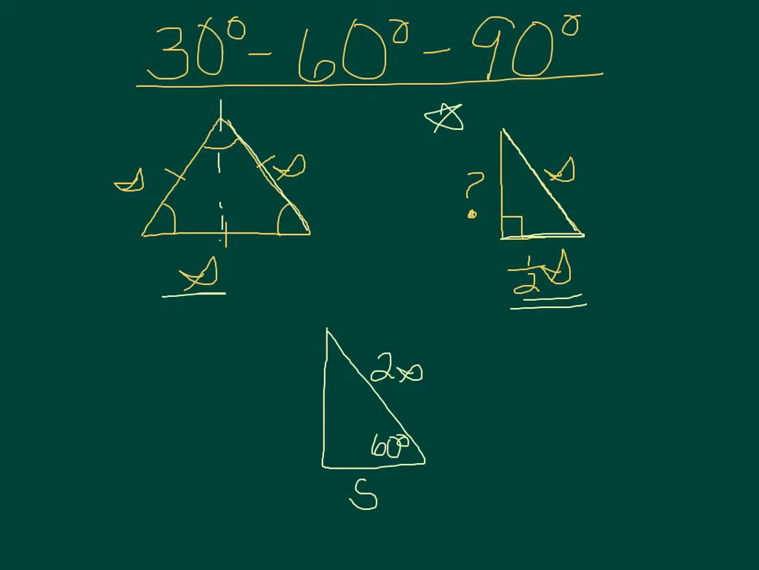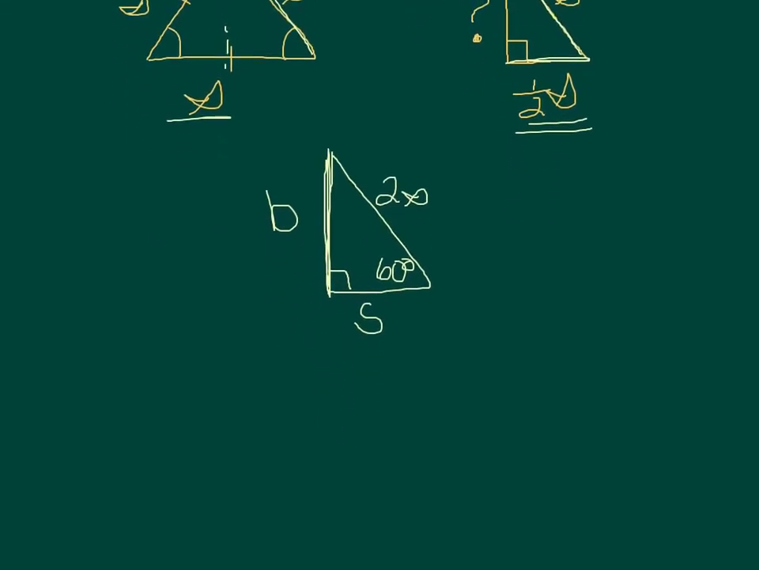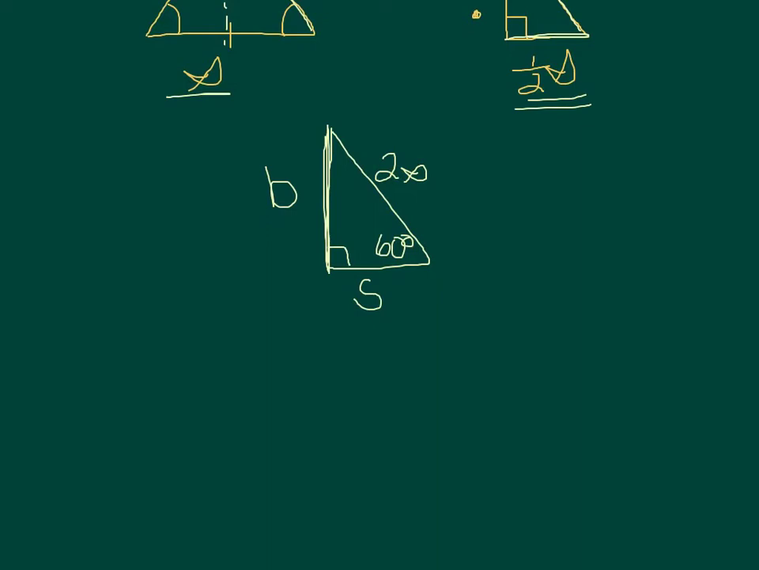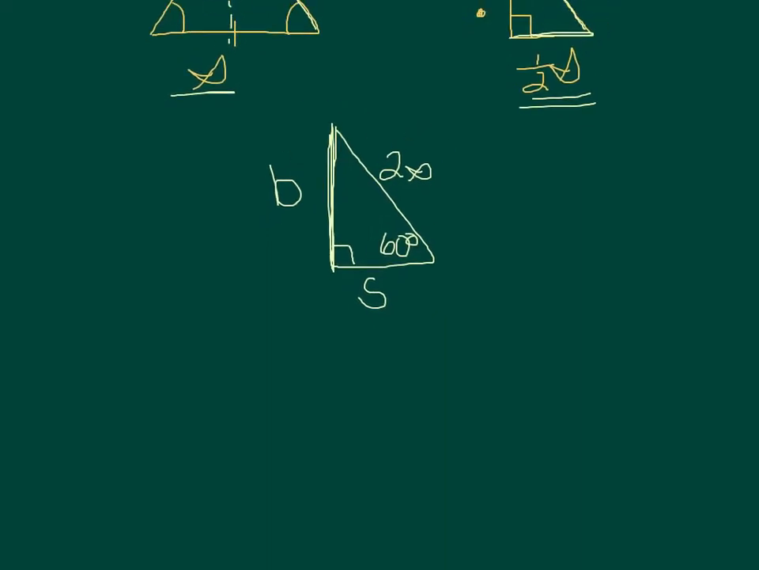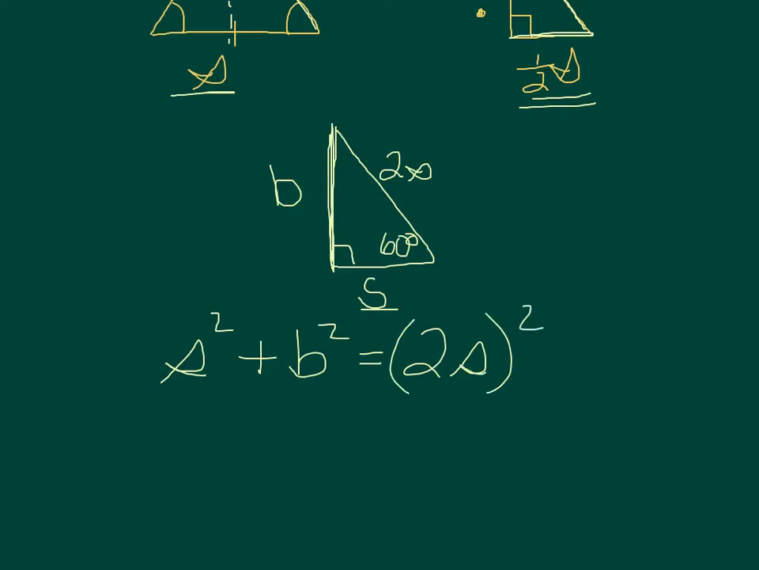But the question is, what is this length here for this third side? So as always, we know we can use the Pythagorean theorem, and for simplicity's sake, I'm going to call that b. So recall the Pythagorean theorem, that we can say a squared plus b squared equals c squared, and in this case we have s squared, that's this side, plus b squared equals (2s) squared. That's our c. a squared plus b squared equals c squared.